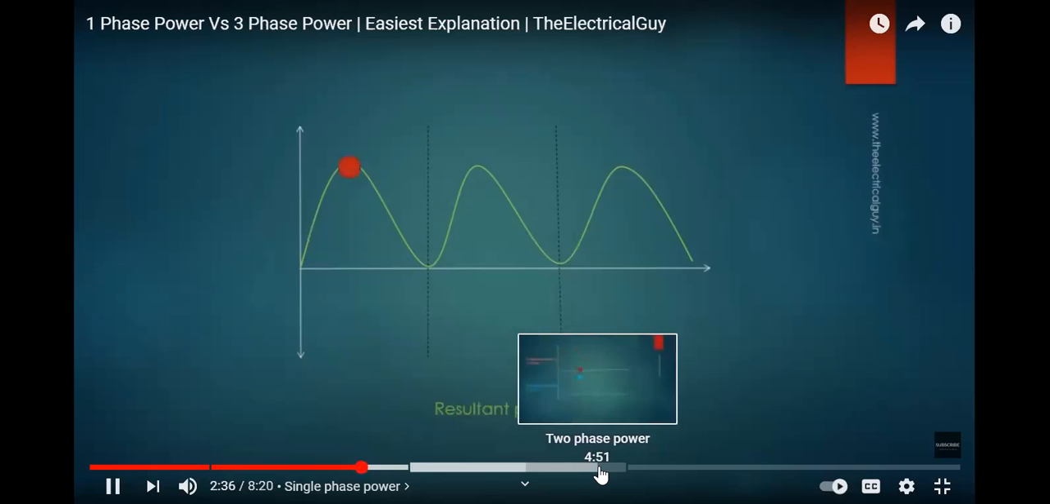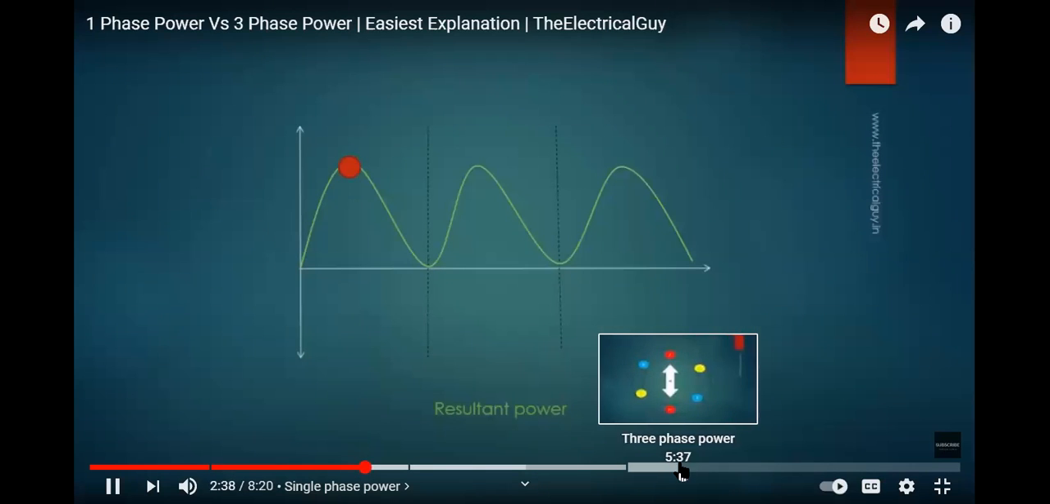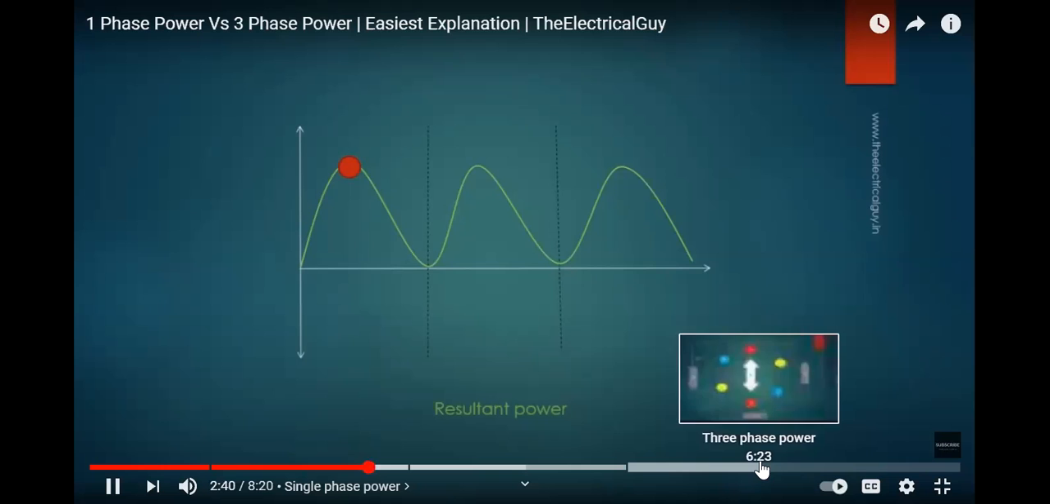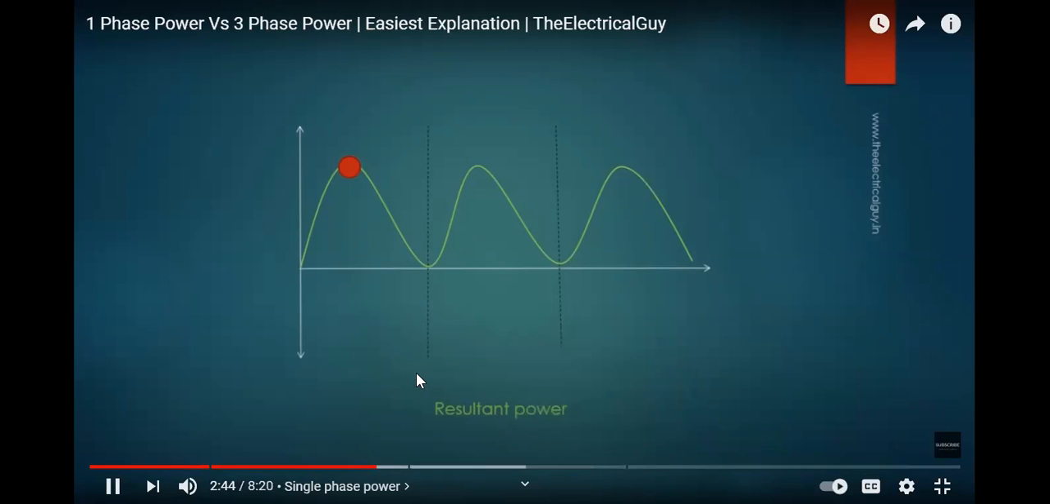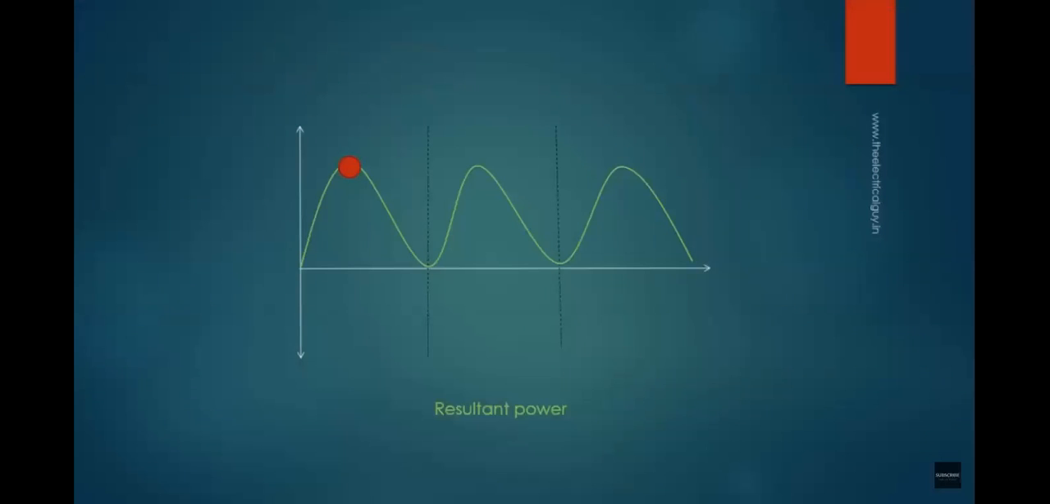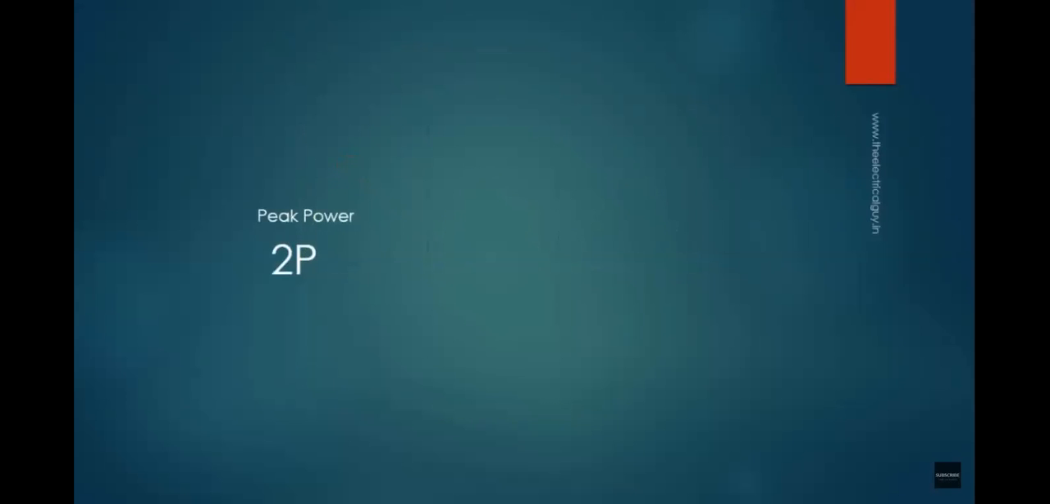This point is my peak power point. That is, power at this point is highest. The funny thing about single phase power is that the average power is one half of its peak value. You can do the math and find that if peak power is 2P, then the average power is P only. And also, the power output is not constant.